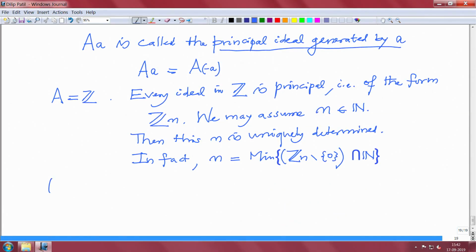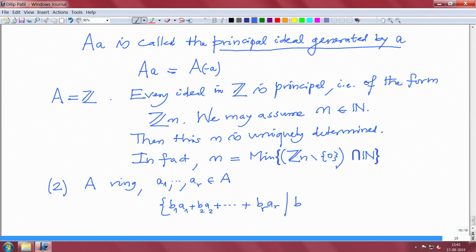So, this is example 2. A is an arbitrary ring, and let us take, first I will take only finitely many elements a1, a2, ..., ar, arbitrary r elements in the ring A, and then I want to write all A-linear combinations of these a1, a2, ..., ar. So, that means I am considering the collection b1 a1 + b2 a2 + ... + br ar, where b1 to br are arbitrary elements in the ring A.